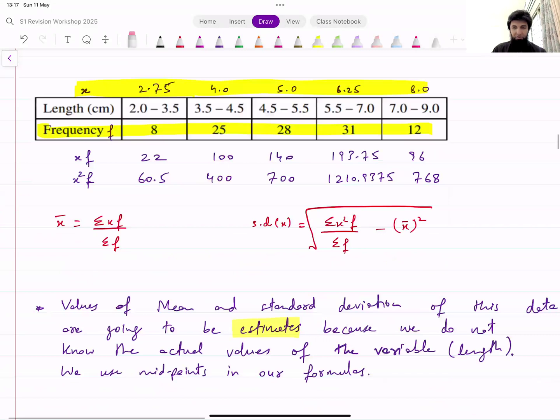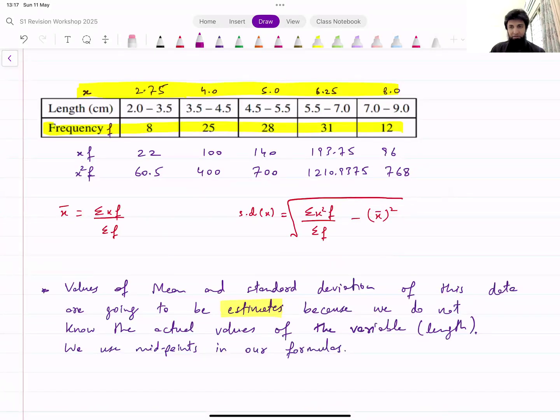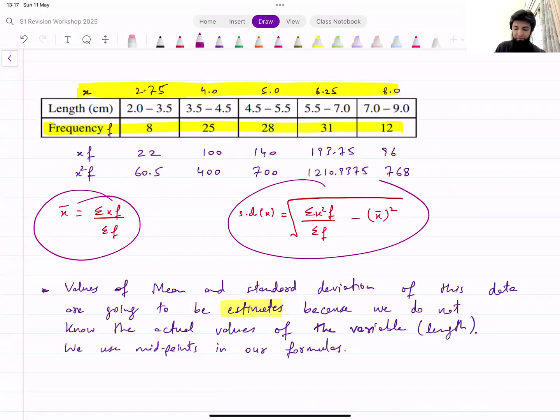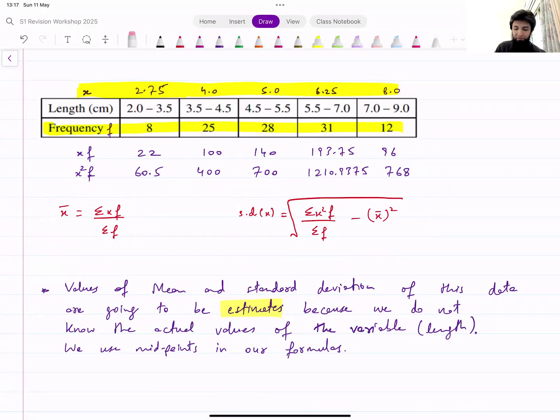Sometimes they will ask you in the questions, why are these values of mean and standard deviation estimates? These are not exact values. These are estimates because we are using midpoints for our calculations.